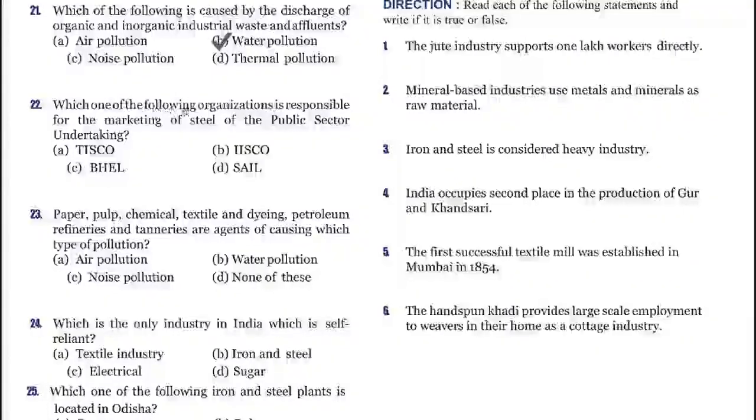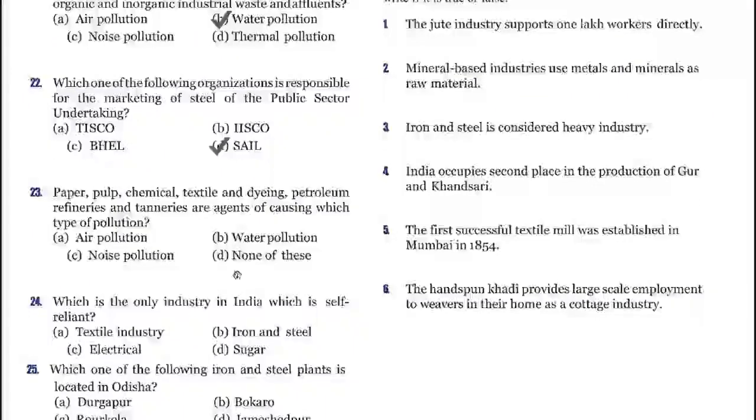Which one of the following organizations is responsible for the marketing of steel of the public sector undertaking? TISCO, IISCO, BHEL and SAIL, and its correct answer is option D, SAIL. Write down in the comments its full form.